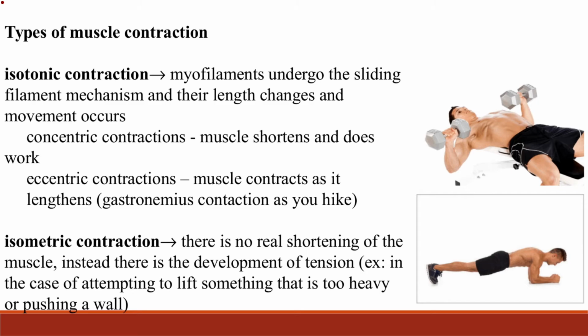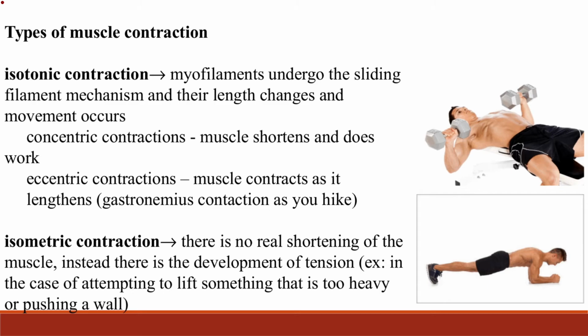We can have a concentric contraction. That muscle shortens and does work. Eccentric contraction, the muscle contracts as it lengthens. This is the example of the gastrocnemius. Most muscles are concentric contraction.